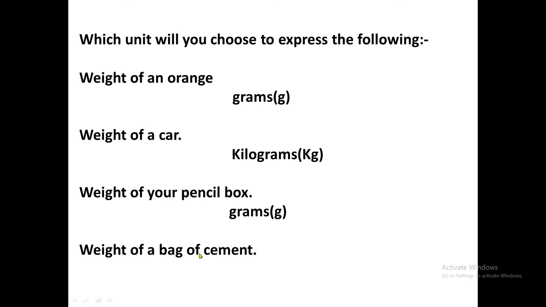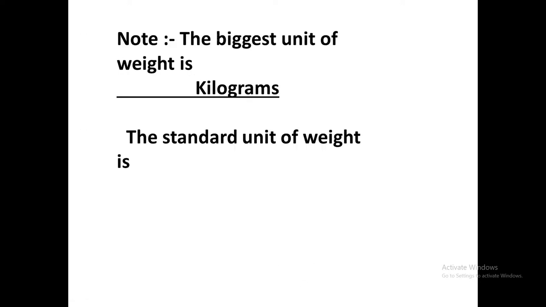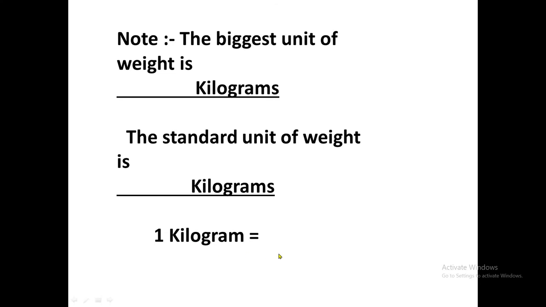Now weight of a bag of cement. You know, a bag of cement is quite big. So its weight will be in kilograms. Now the biggest unit of weight is kilogram, and the standard unit of weight, standard means most commonly used, is kilograms. 1 kilogram is equal to 1000 grams.